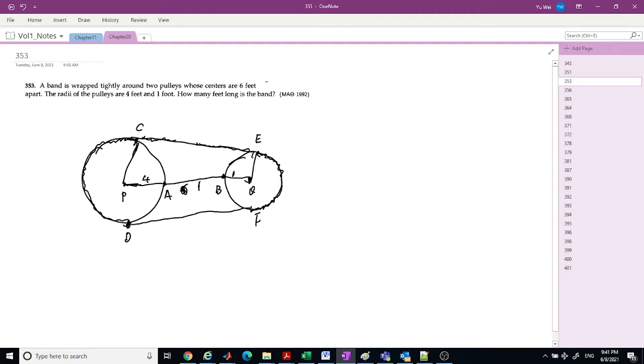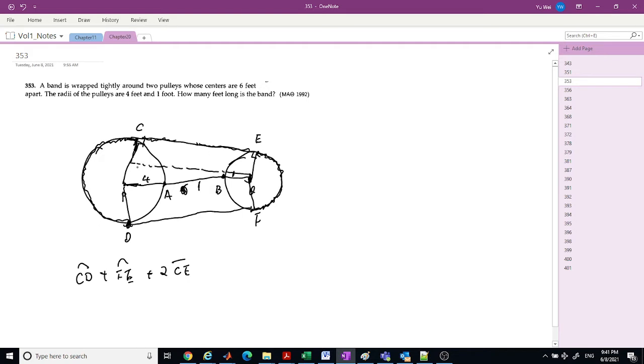Then we can have this one as a perpendicular. So the total band is the CD arc, that's this one, plus the FE arc, that's this one, then plus 2 of CE, the two tangent lines. Now let's solve CE first. CE is easy to solve.